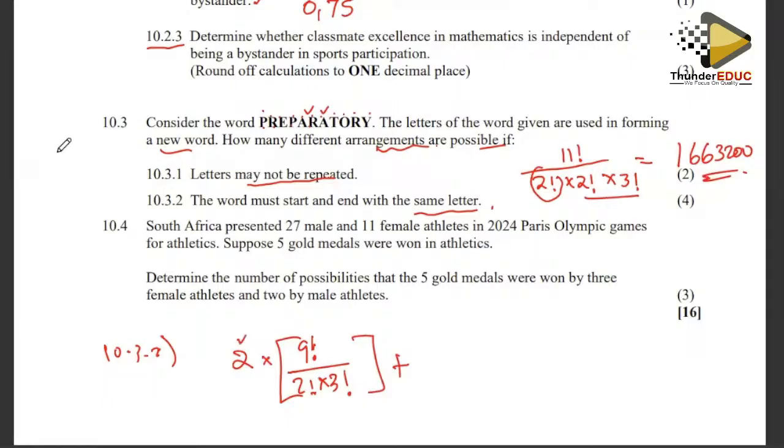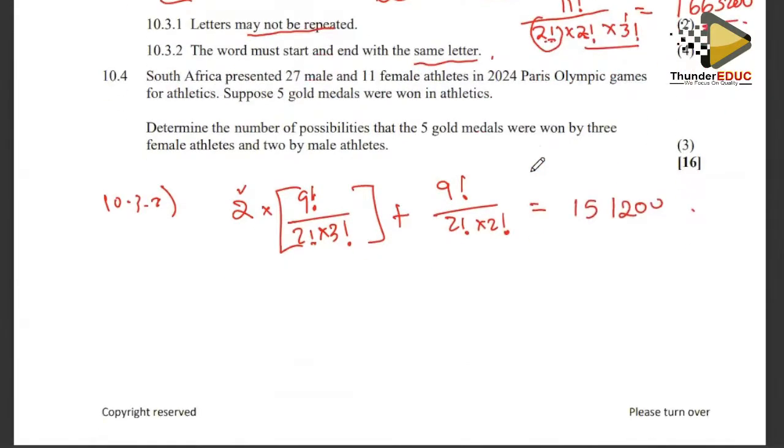the reason as to why I'm multiplying by 2 is because we have 2 factorials, okay? So if I'm using the 3 letters, which means starting with R and ending with R, I'll just be left with a 1 factorial. So it's going to be 9 factorial over 2 factorial times 2 factorial, okay? And when I punch this into my calculator, I'm ending up with 151,200.